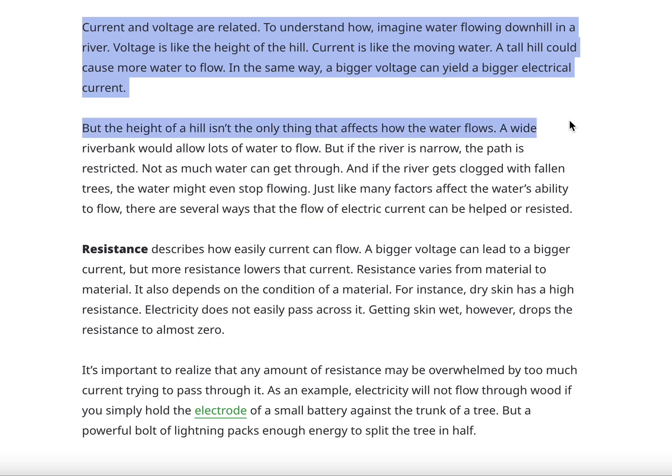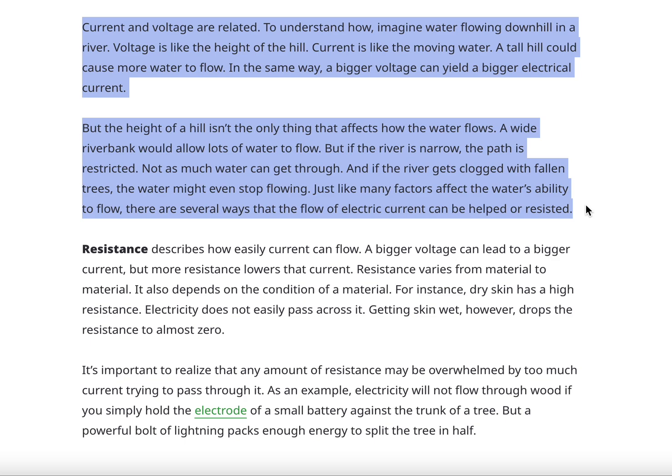But the height of a hill isn't the only thing that affects how the water flows. A wide riverbank would allow lots of water to flow, but if the river is narrow, the path is restricted. Not as much water can get through, and if the river gets clogged with fallen trees, the water might even stop flowing. Just like many factors affect the water's ability to flow, there are several ways that the flow of electric current can be helped or resisted.